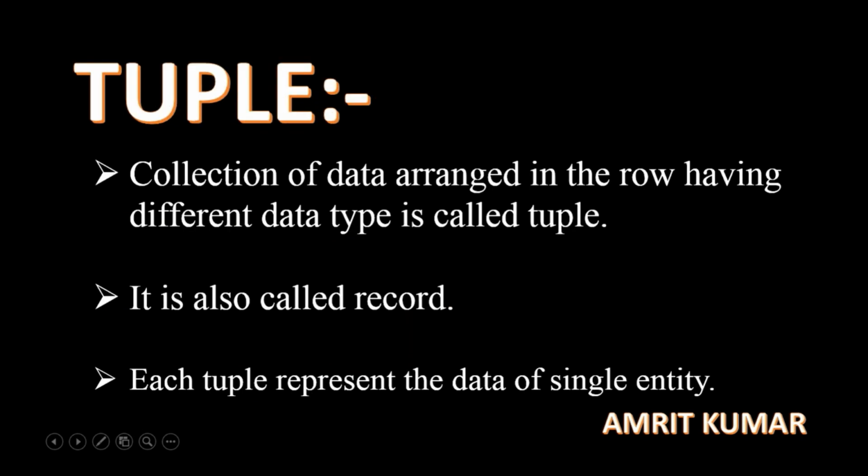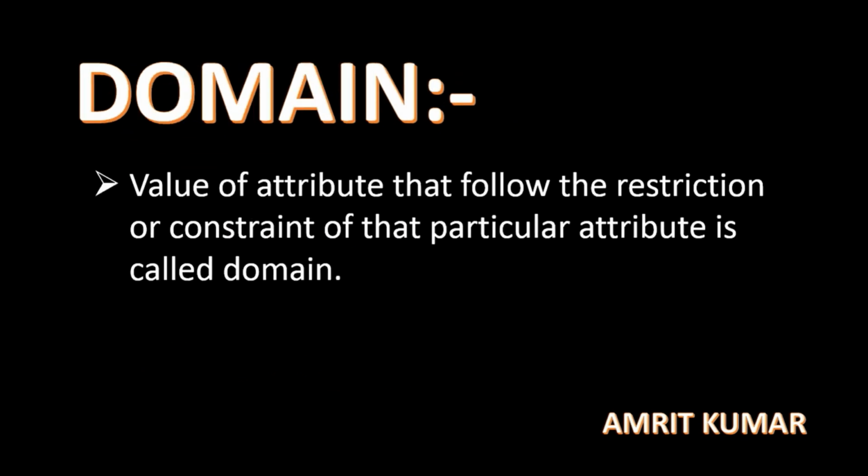So moving on to the next thing that is so important, domain. I think some questions will arise, that what do you mean by domain? What is it? So the value of an attribute that follows the restriction or the constraint of that particular attribute, that particular column, is called domain. Domain is nothing but the value of attributes that follows the restriction or the constraint on that particular attribute.